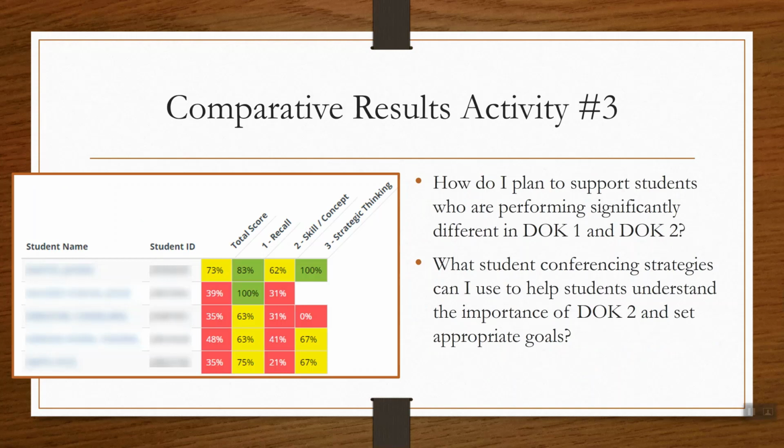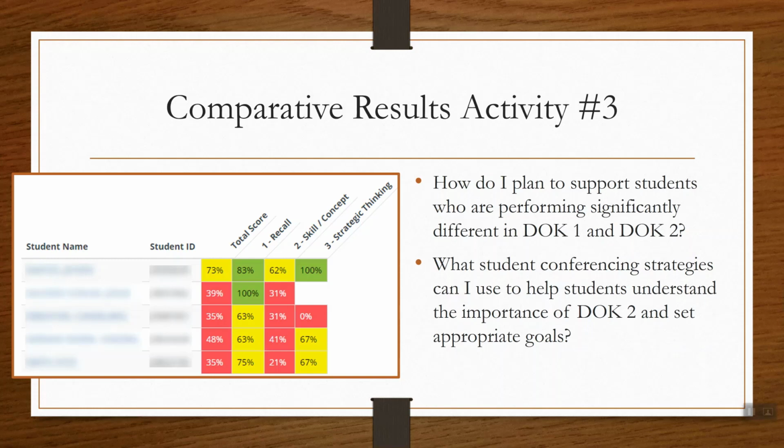Finally, leaders can have teachers examine their students' performance by depth of knowledge. Here, teachers can look for students who are underperforming and set goals to improve. So in the student item analysis activity, we were able to get that overall percentage for how the teacher did on DOK 1, 2, and 3 for their entire class. But here we get an actual student listing.